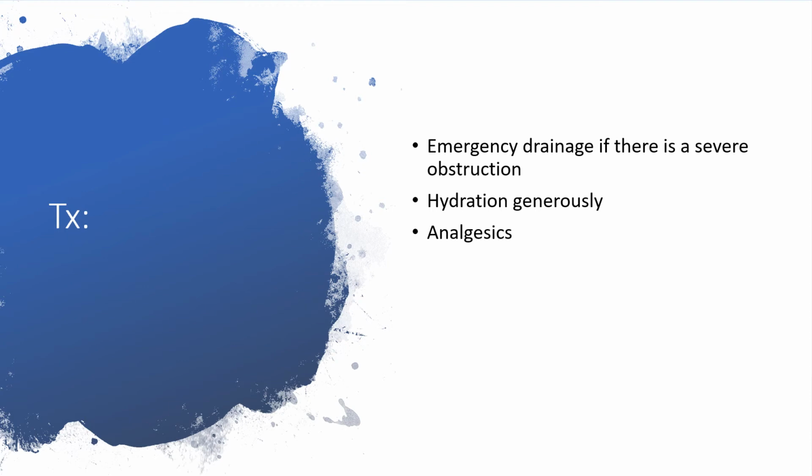Treatment. In case you are in a rural area or you are just far from the center where appropriate care could be given, if it's not an emergency, then you can do some things. But if it's an emergency, you have to have emergency drainage in the face of a severe obstruction. But if that is not the case, then hydrate generously. Give analgesics, the painkillers.